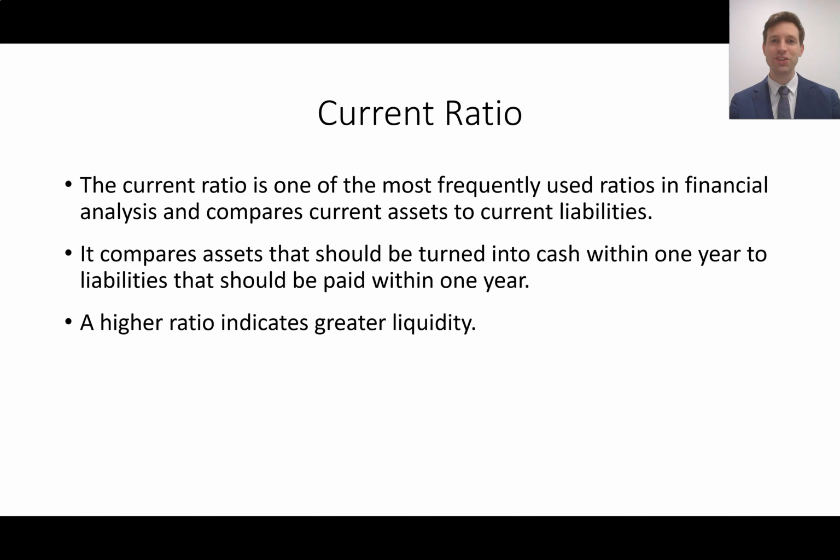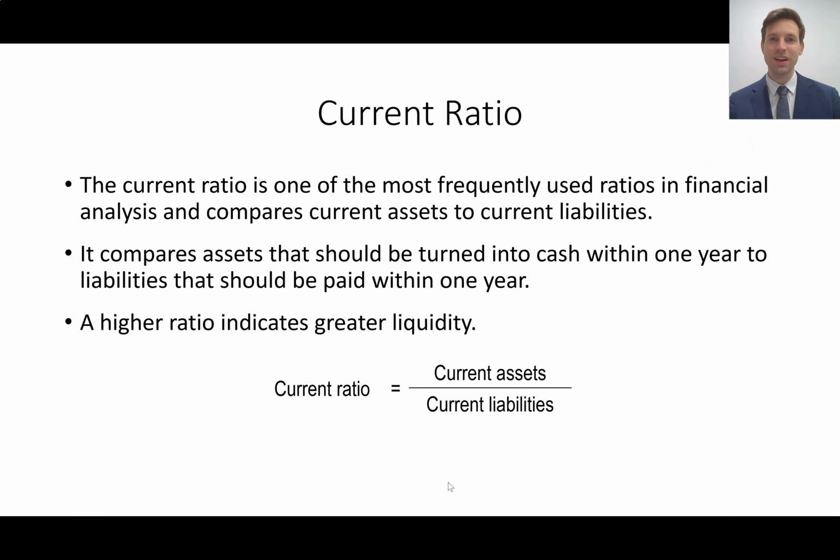The first liquidity ratio we're going to look at is the current ratio. The current ratio is the current assets divided by the current liabilities. It's the most frequently used liquidity ratio, and at a very simple level, it's just letting us know if our current asset value is higher than our current liability value, then we shouldn't have too many problems paying off our current liabilities. A higher current ratio indicates greater liquidity and greater safety.